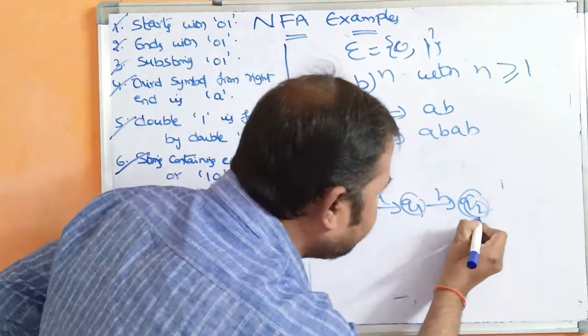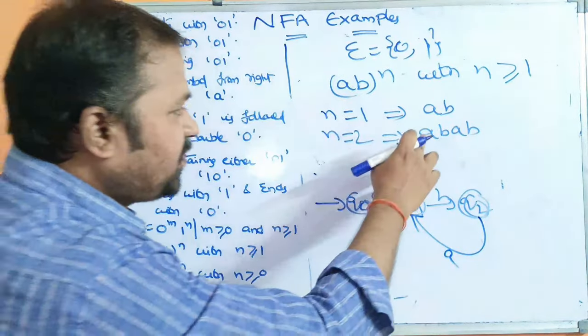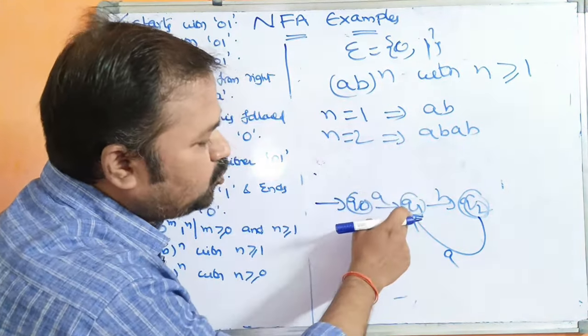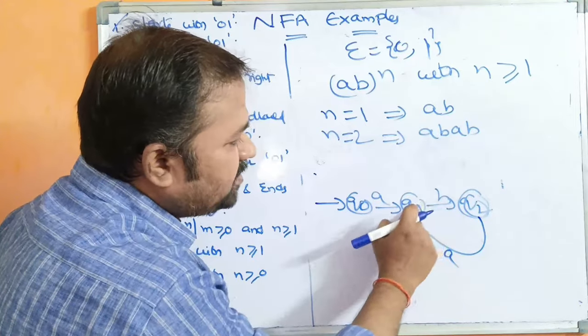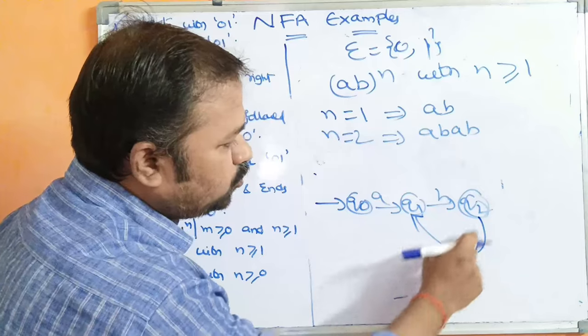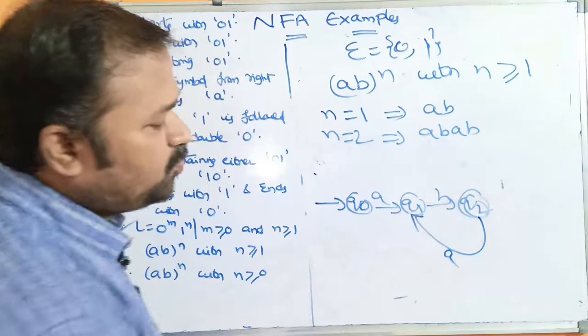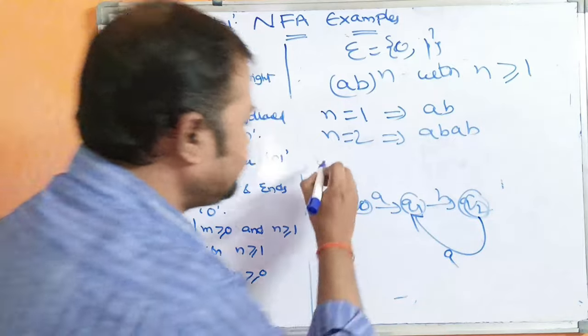Next, let us make a transition like this. If we apply A on Q0, we will move to the Q1 state. If we apply B on Q1, we will move to the Q2 state. Next, if we apply A on Q2, we will move to the Q1 state. If we apply B on Q1, we will move to the Q2. So Q2 is the final state.